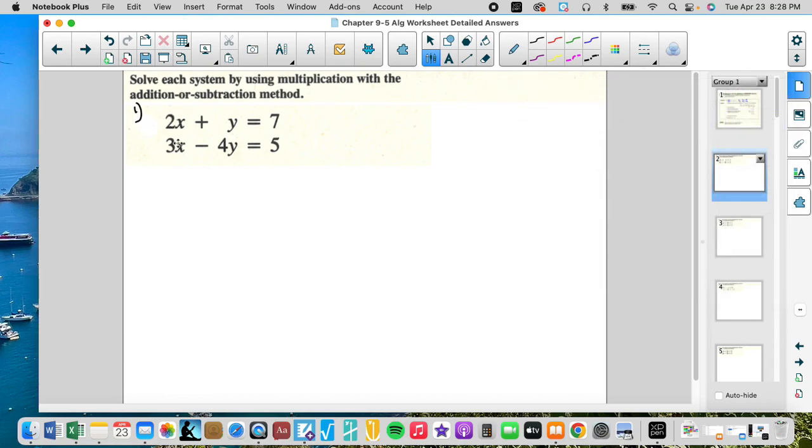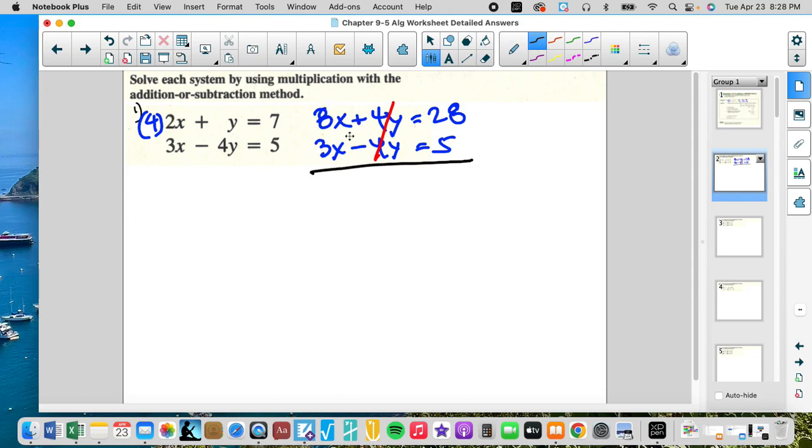So if we have the x's, we'd have to multiply both equations. The y's, we're close, the signs are opposite, but we need that to be 4. So we'll multiply this by 4. That gives us 8x plus 4y equals 28. We'll bring this equation over. We don't have to manipulate it. Equals 5. So we see that the y's cancel. We're going to now add, so we'll combine those, and we're going to get 11x equals 33. Divide by 11, divide by 11, x equals 3.